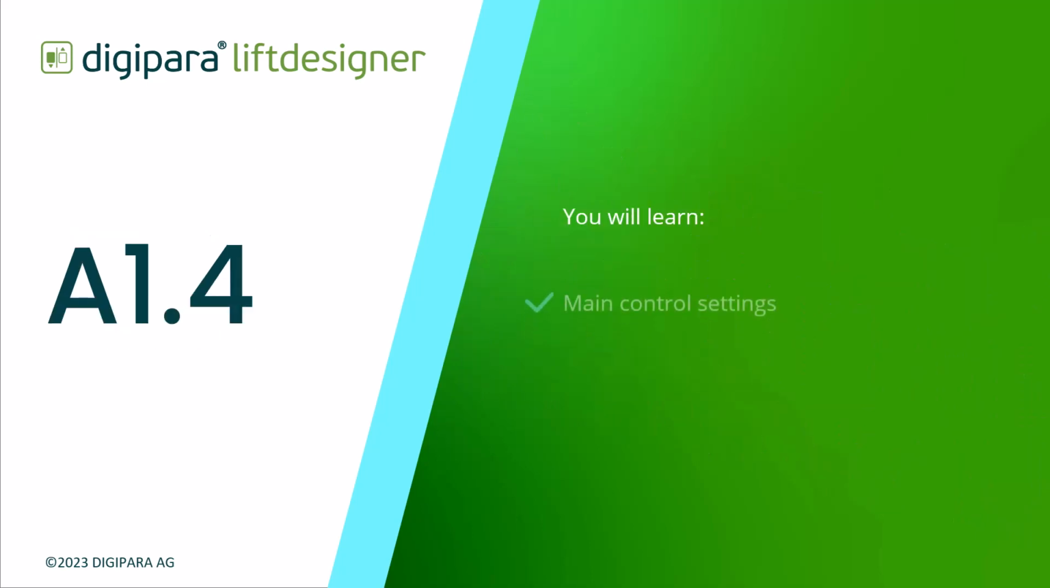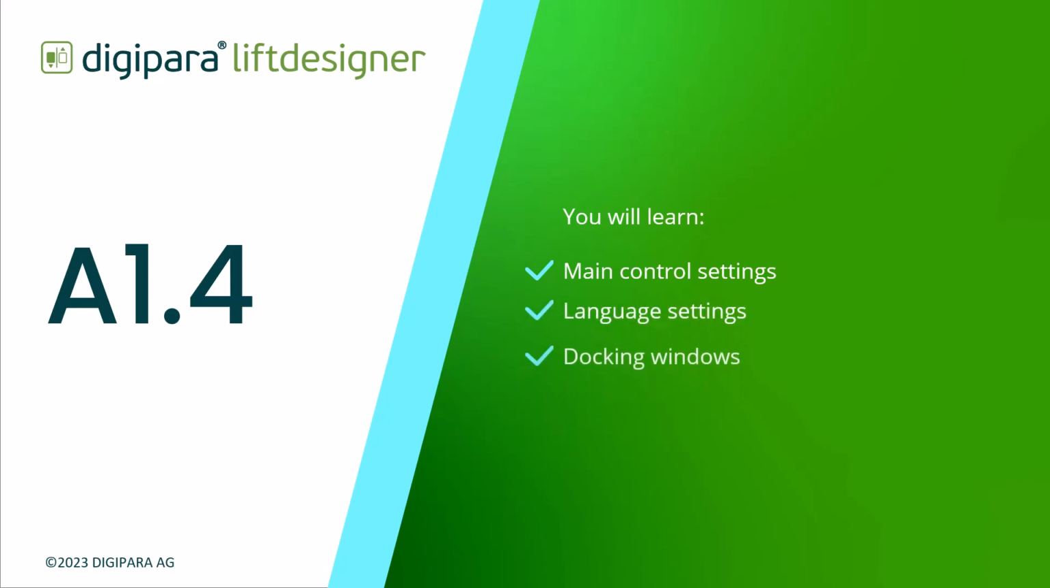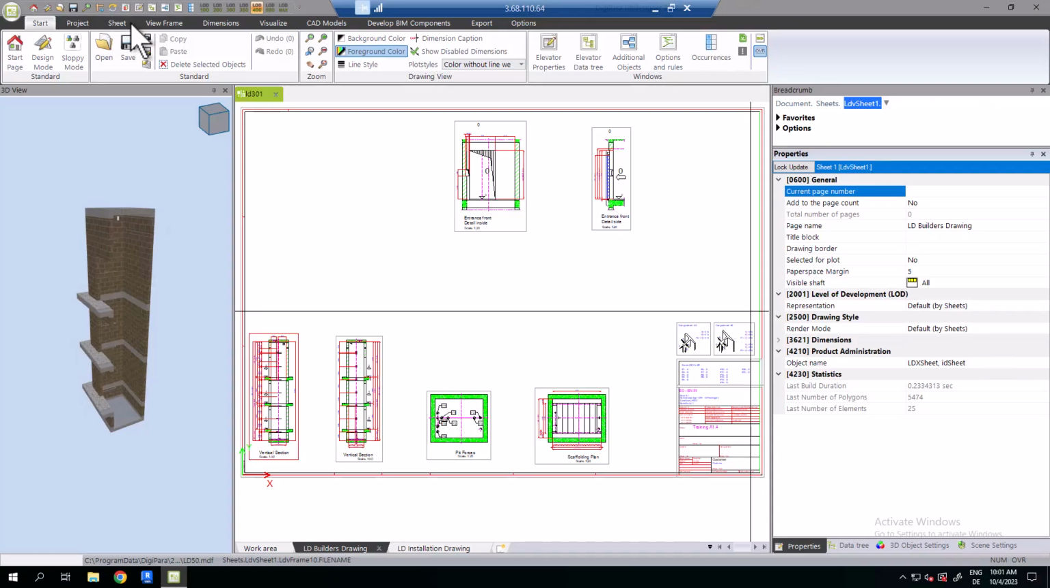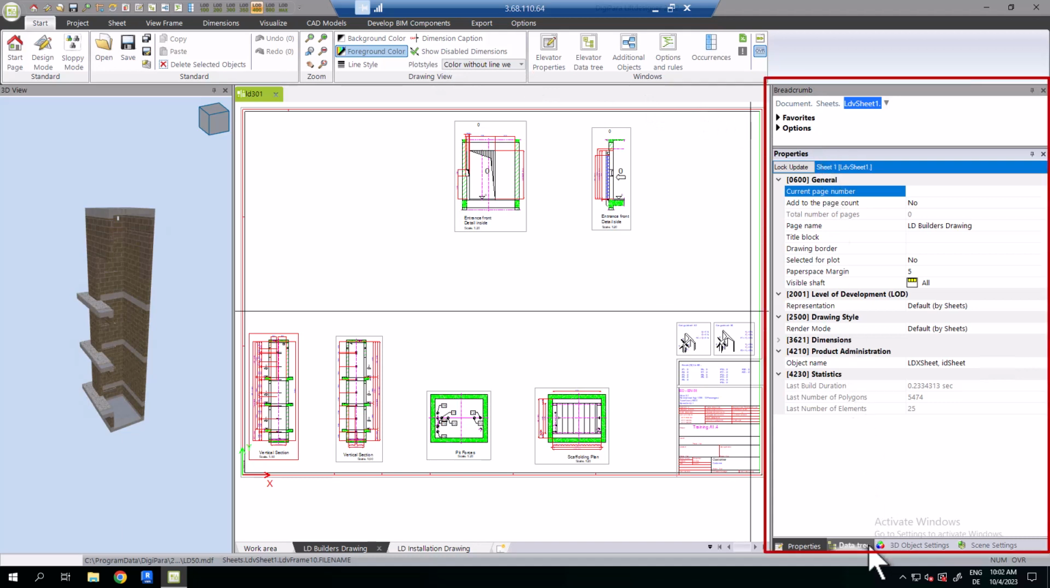In this video, I show you the main control settings, the language settings, and first most important docking windows. Let's get started! First, I will briefly explain the user interface to you. The ribbon tabs are located at the top of the screen, where you can access the ribbon groups containing the ribbon items and perform various actions. What you see here are the docking windows.